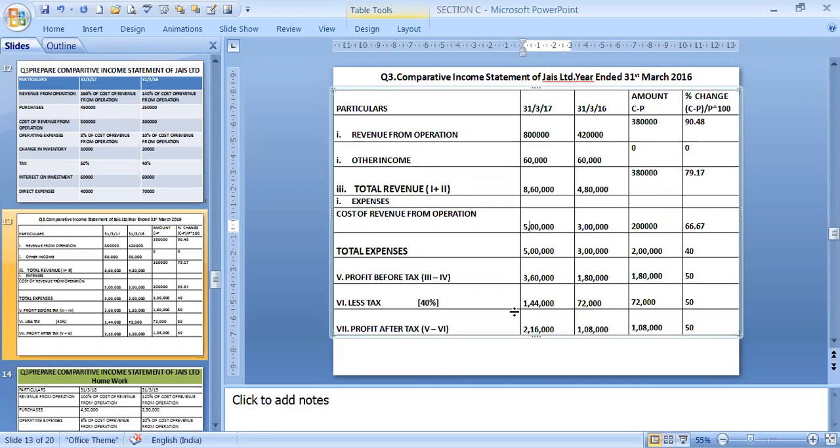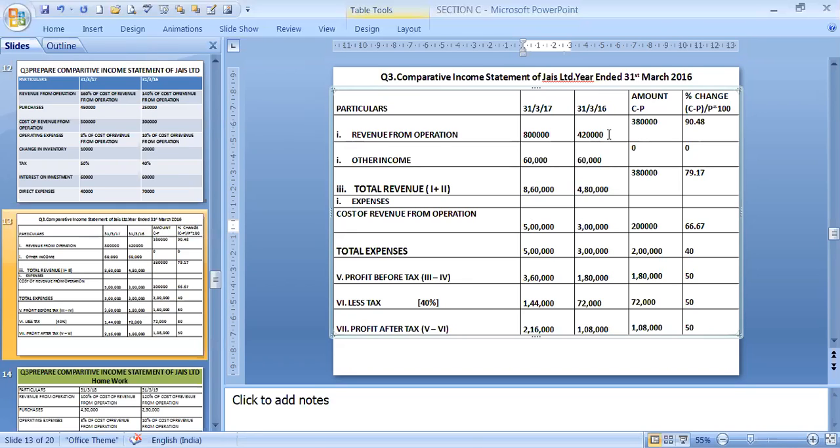Then tax was 40%. 40% of 3,60,000 is 1,44,000. 40% of 1,80,000 is 72,000. Then profit after tax: 3,60,000 minus 1,44,000 gives 2,16,000. Similarly, 1,80,000 minus 72,000 gives 1,08,000. When finding the absolute change, we just subtract previous year from current year. The first case is 3,80,000; 60,000 minus 60,000 is 0, no change. Over here the change is 3,80,000, over here 2 lakhs, over here 2 lakhs, over here 1,80,000, over here 72,000, and over here 1,08,000.